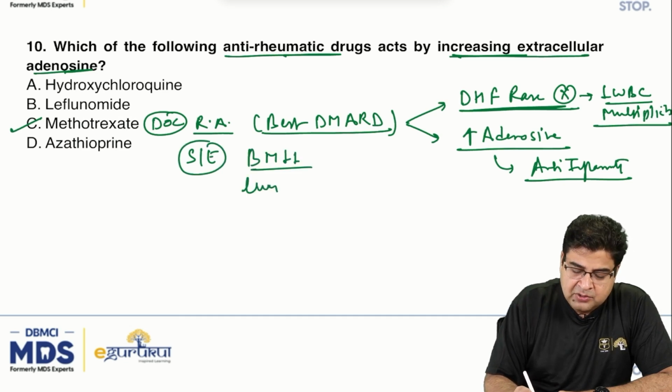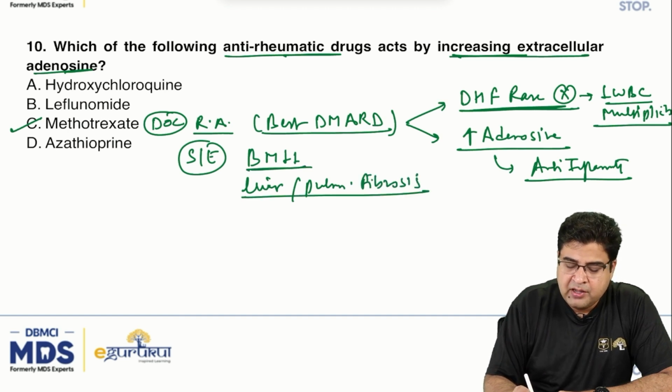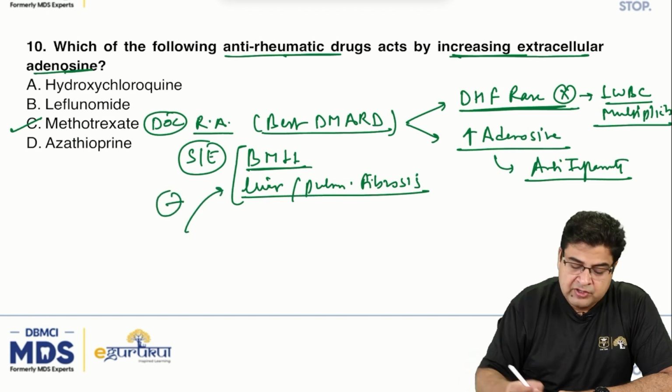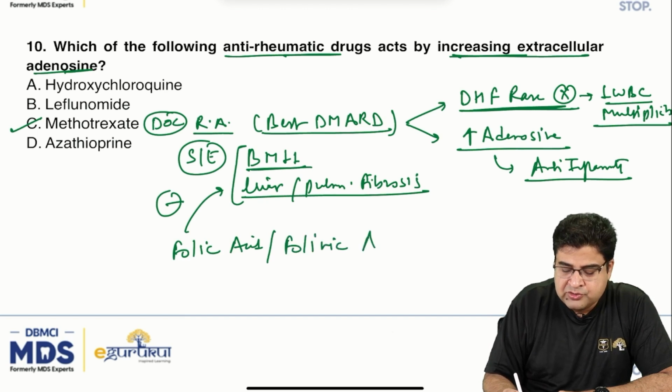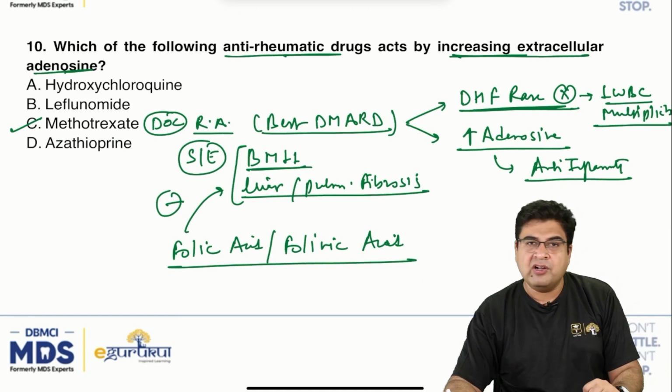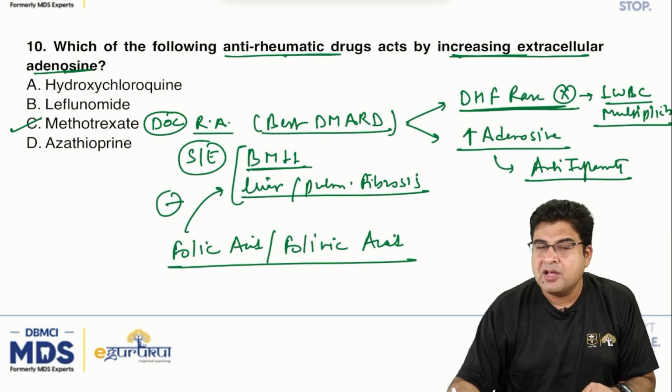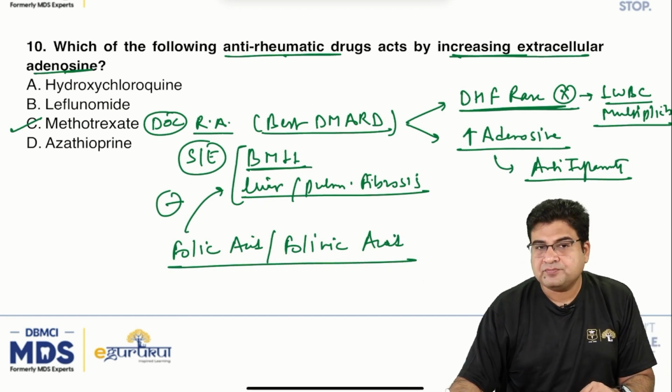Now, one of the important side effects of methotrexate is bone marrow suppression. This medicine can also cause liver and pulmonary fibrosis. So the medicine can cause fibrosis of lungs and kidney, plus bone marrow suppression, which we can prevent by giving folic acid along with this medicine. In case folic acid is not given, you can also give the active form of folic acid, folinic acid. So folic acid or folinic acid is given along with methotrexate to prevent its side effects.